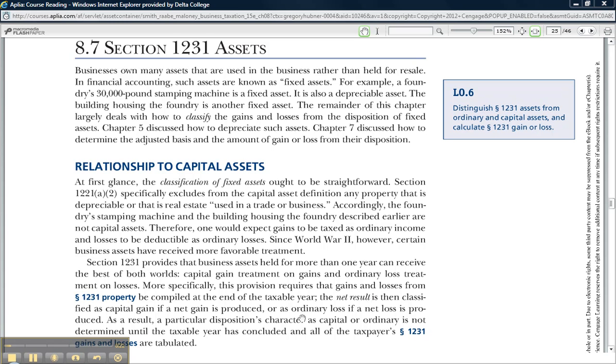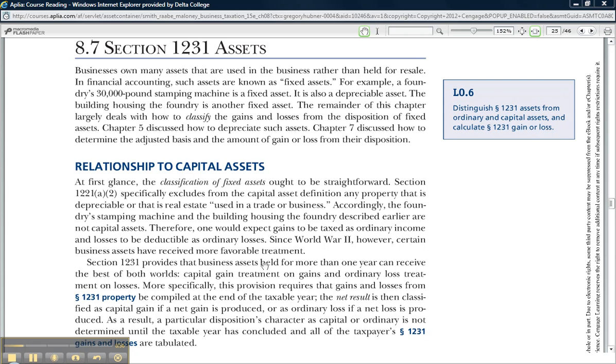Now, in the description of 1231 property down here, it talks about the process of accumulating gains and losses from sales of 1231 property and how those are going to be treated. And you can see in this last paragraph that the sale of 1231 property at a gain or loss produces the best of both worlds, because gains from sale of these assets produce capital gain treatment, while losses from these kinds of assets produce ordinary losses.